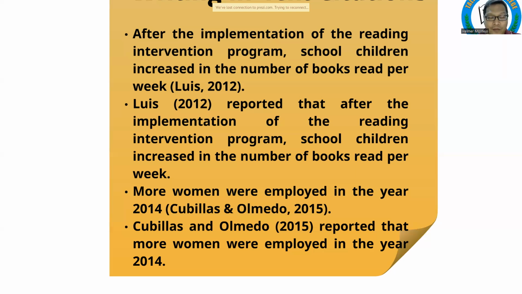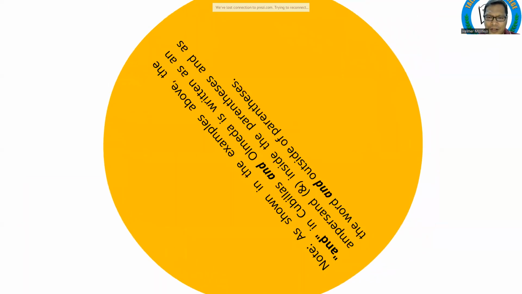Now, what if there is more than one author? What are you going to do? Let us read the third and fourth examples. The third example, more women were employed in the year 2014 (Cobillas & Olmedo, 2015). The fourth example, Cobillas and Olmedo (2015) reported that more women were employed in the year 2014. Now let us try to understand this further.